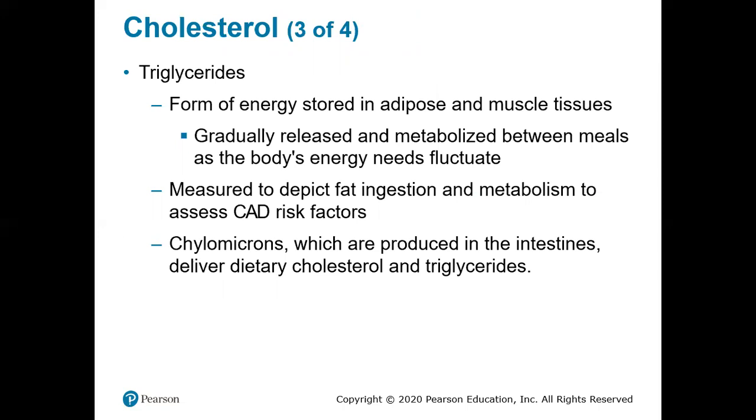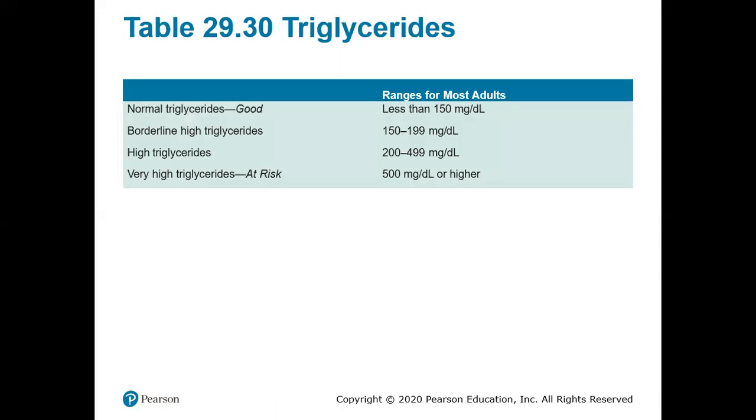Now we're going to look at triglycerides. This is a form of energy stored in adipose and muscle tissues, gradually released and metabolized between meals as the body's energy needs fluctuate. Measured to depict fat ingestion and metabolism to assess coronary artery disease risk factors. Chylomicrons, which are produced in the intestines, deliver dietary cholesterol and triglycerides. Table 29.30 on page 486 details triglyceride normal ranges for healthy adults.